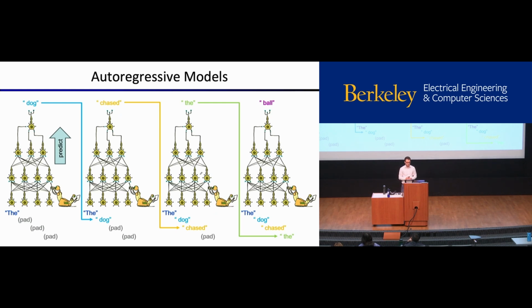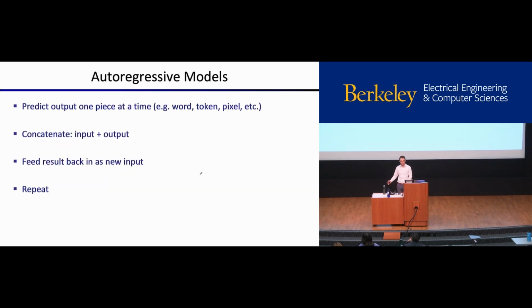Okay, cool. So the idea is we'll predict the output one piece at a time. These could be words, they could be tokens, they could be pixels if you were doing vision stuff. But an autoregressive model is predicting one piece at a time. We concatenate our input with whatever output is generated by our model, and then we feed the result back in as our new input, and we run it again. That's the concept with autoregressive models.